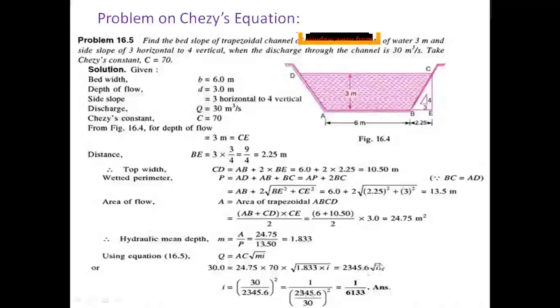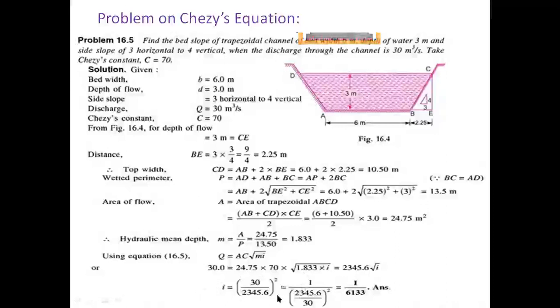So take the value outside: small i equal to 30 by this value. The 2345.6 value comes to the denominator, and the root value is taken to the right hand side, so it becomes a square value.